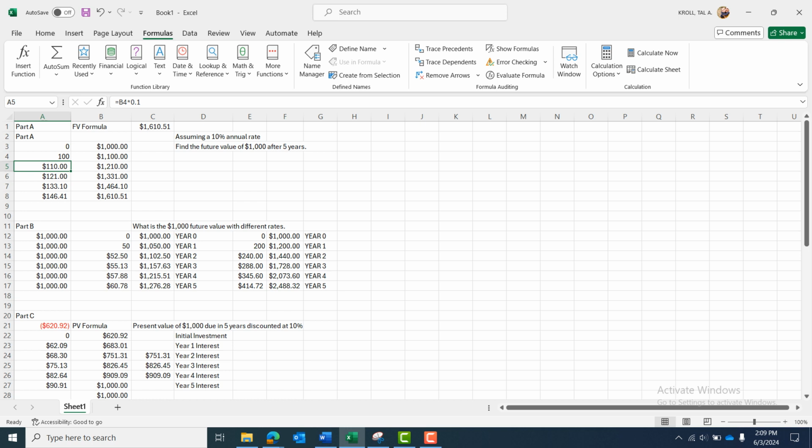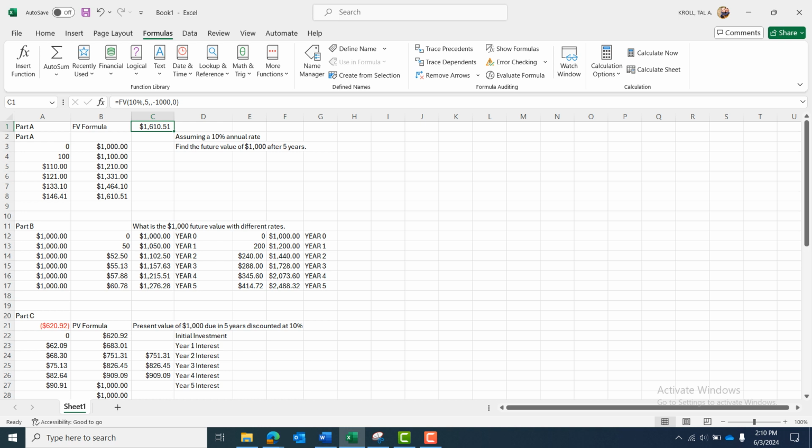Then I would add that to my investment. So I have 1,000 invested. I earned 100 the first year. I earned 110 the second year. I would multiply that on the third year by 10% and so forth, you can see, until the total value becomes $1,610.51. But the formula, instead of doing all of that math, I did both parts. This is manually working it out for you.